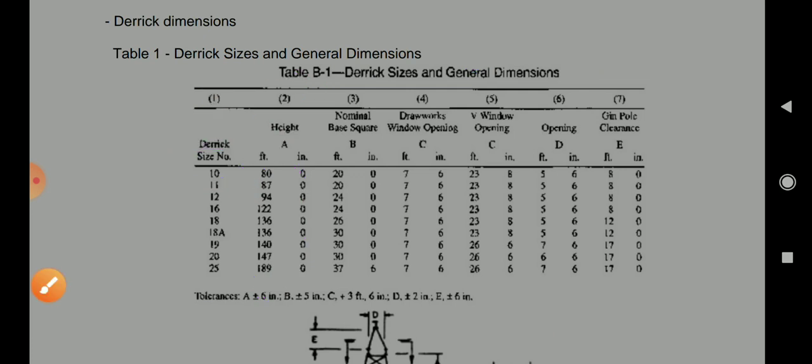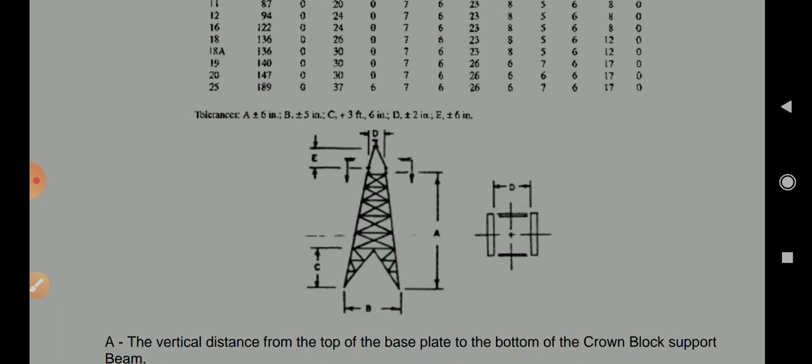Okay friends, so derrick size, the first one is 10. For that, 10, 80 feet is the height of the derrick, and then the 11 size, and 12, 16, 18, 18A, 19, 20, 25. The highest one is 25, and for that 189 feet is the height. And this is the additional information given for the general dimensions. And this is the diagram of the derrick.